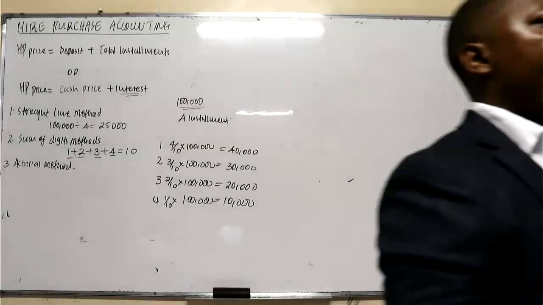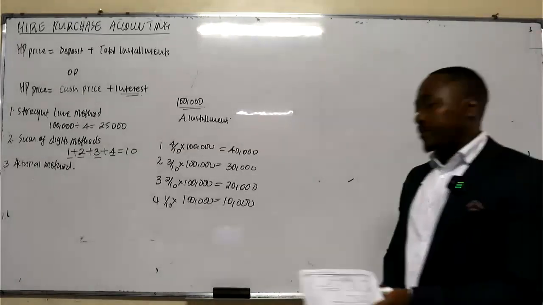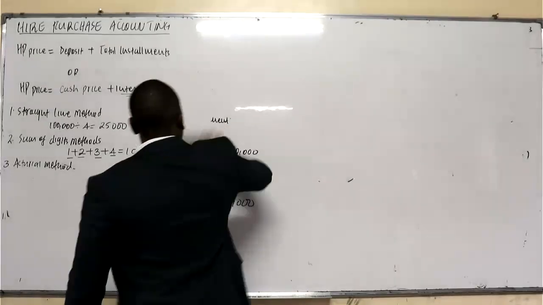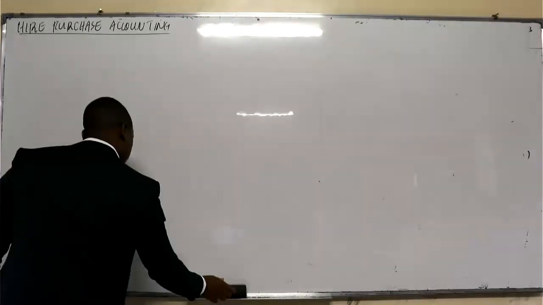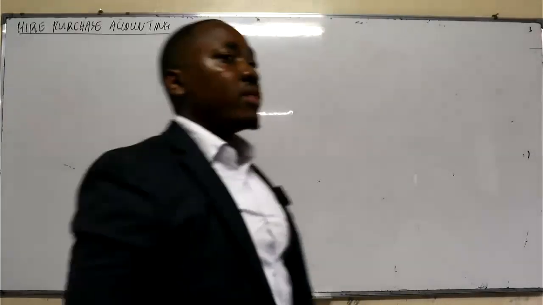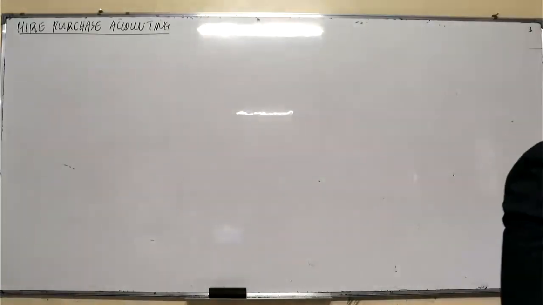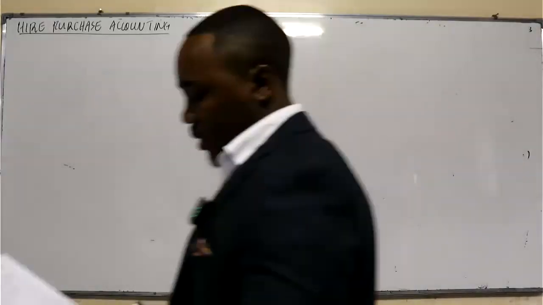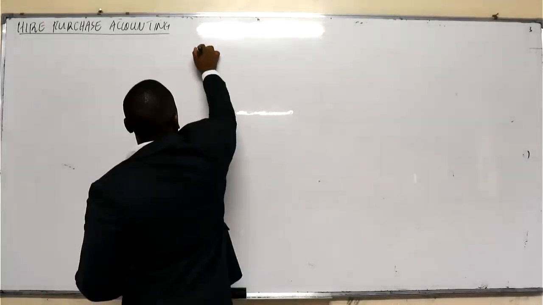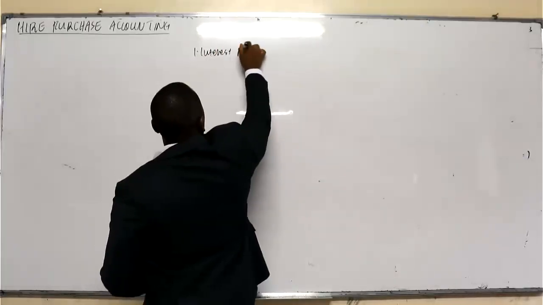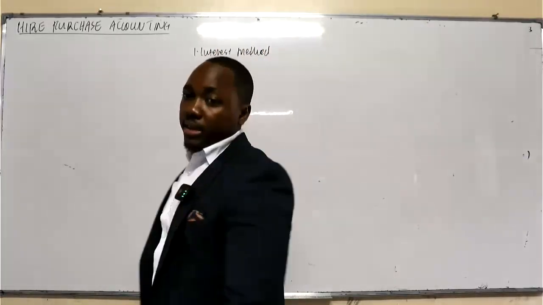Methods of accounting for hire purchase. Let us say that there are two methods of accounting. Number one is the interest method.